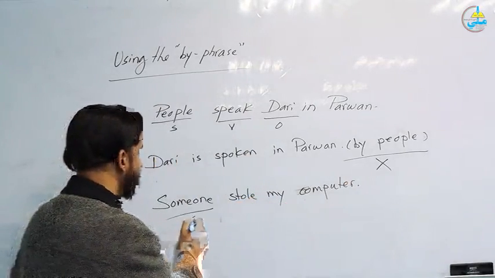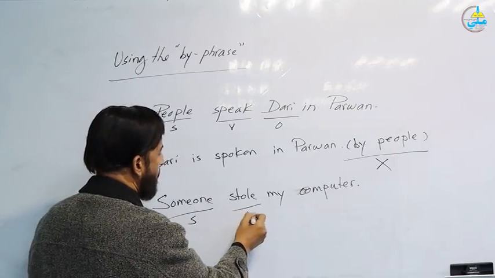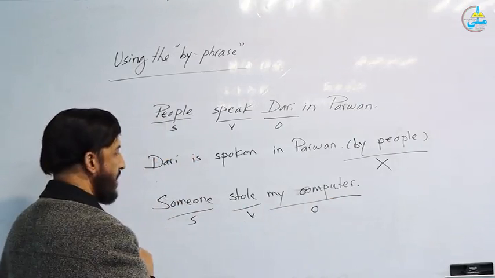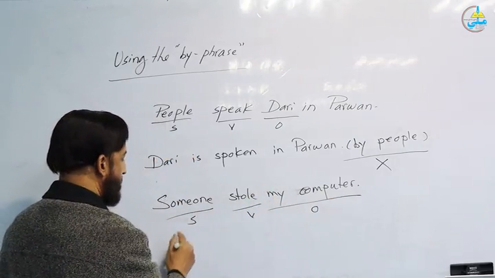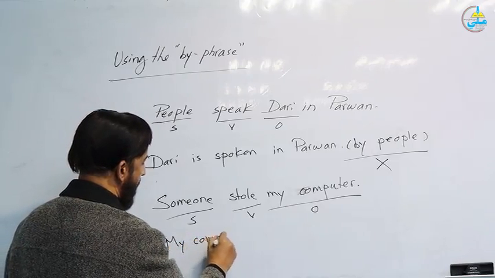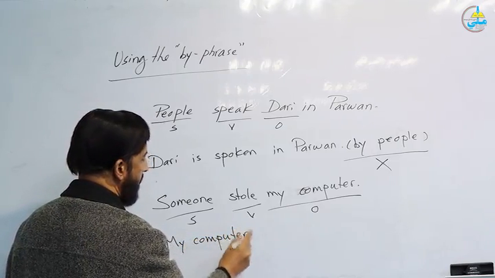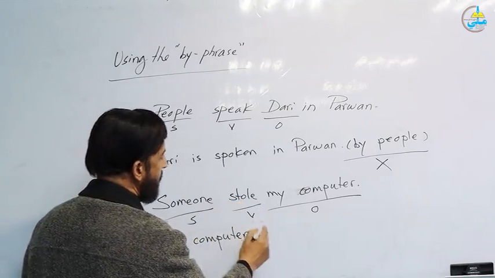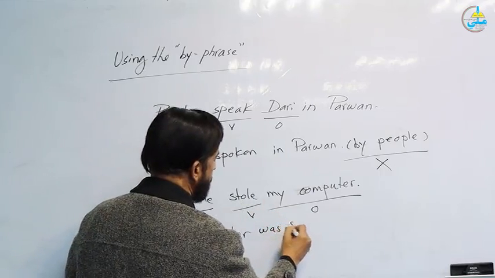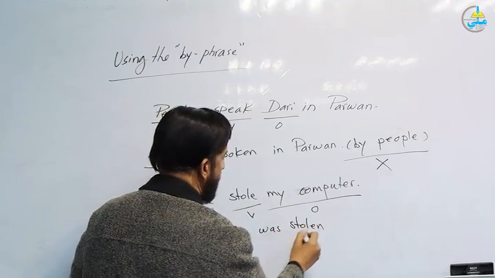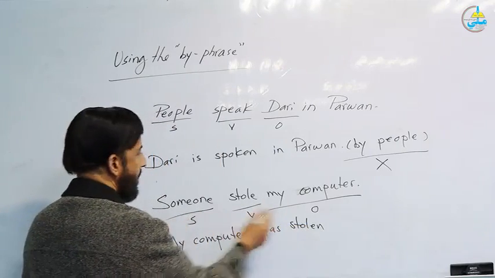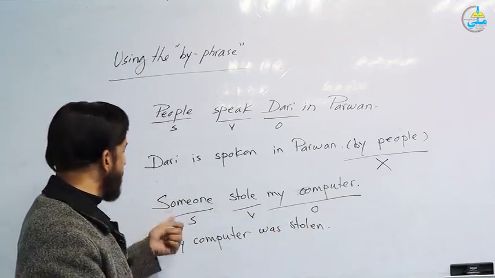One is subject, stole is verb, my computer is object. So here, this becomes the subject. My computer, since the verb is second form, we use was. And then third form of stolen. My computer was stolen. There is no need for by someone.